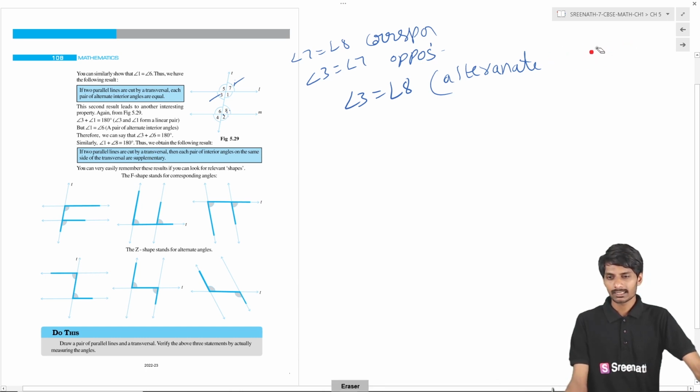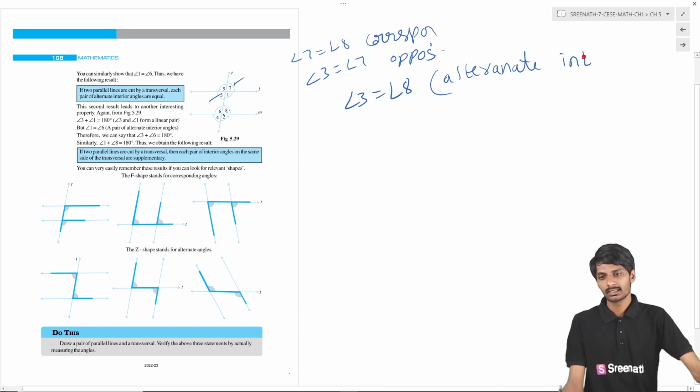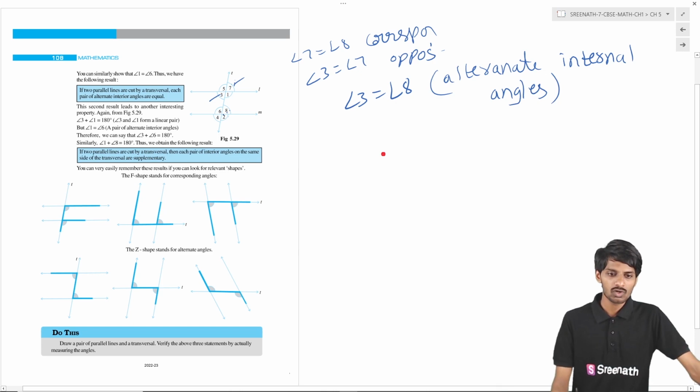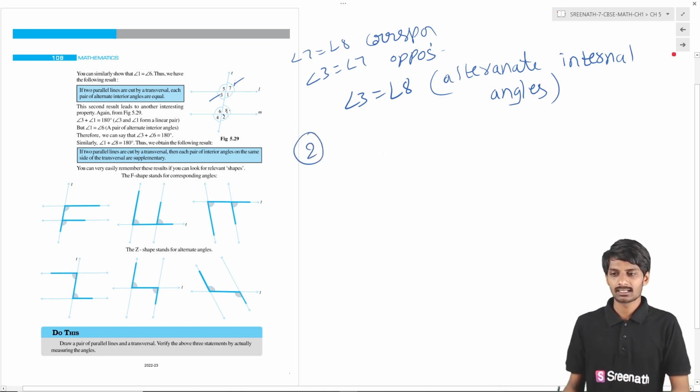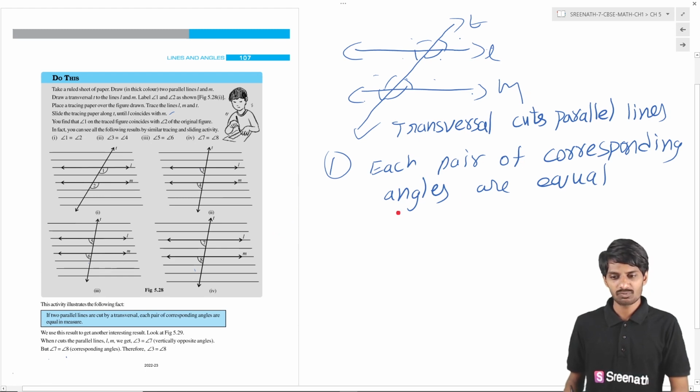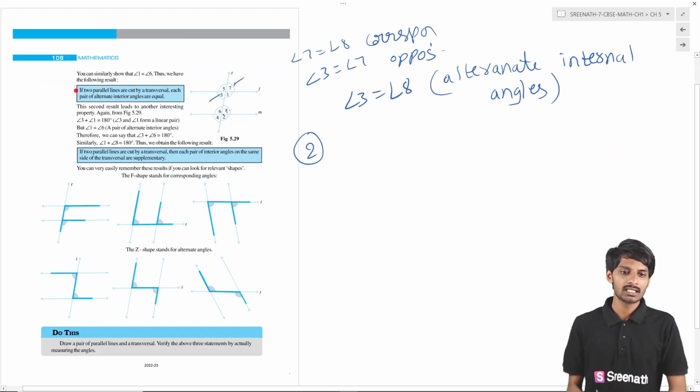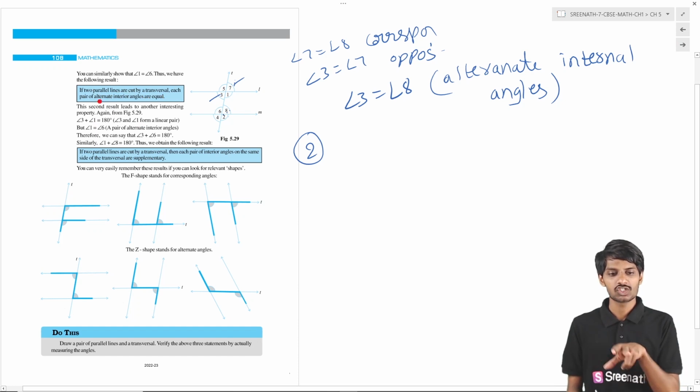So alternate internal angles are equal. Okay students, so finally what is our second result? Here we got the first result, each pair of corresponding angles are equal. Here we are getting the second result, and even though angle 1 is equal to angle 6. So if two parallel lines are cut by a transversal, each pair of alternate internal angles are equal.